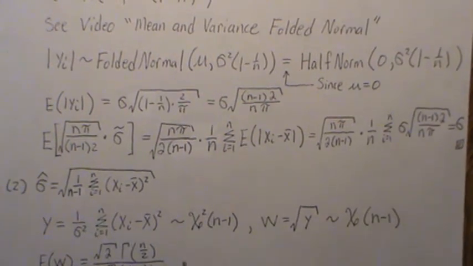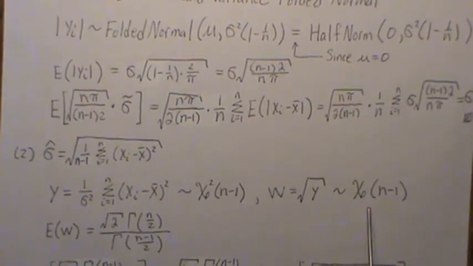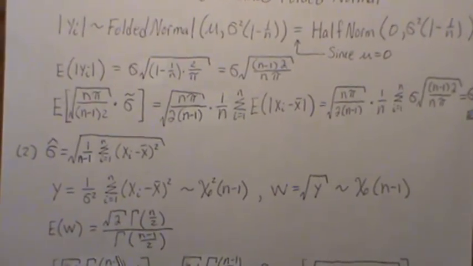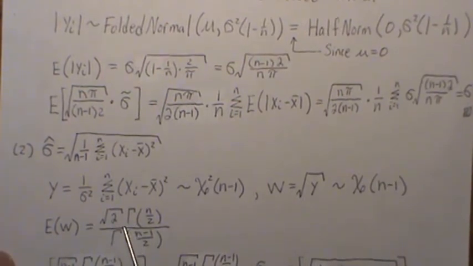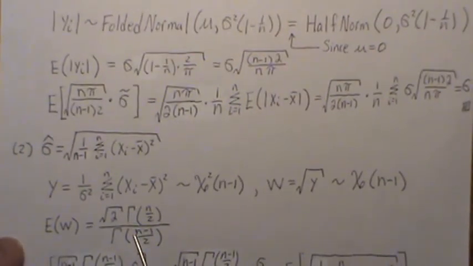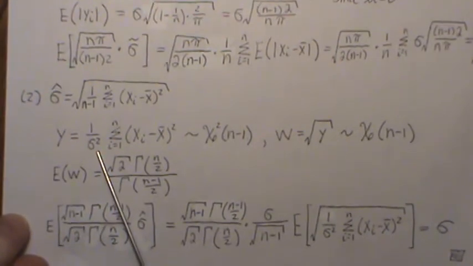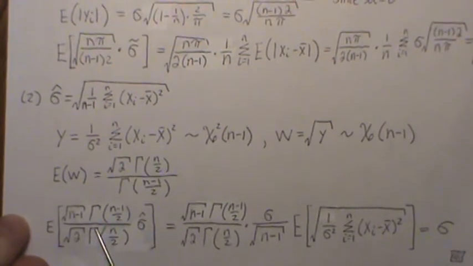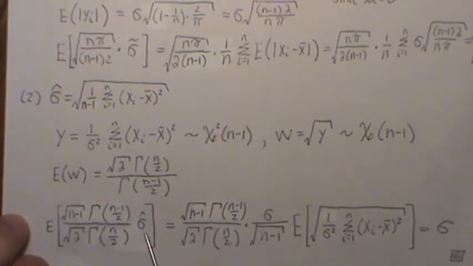I have a video called mean and variance of a chi distribution, which may be applicable in this video. Well, it is applicable, because when we take the mean of W, which is a chi distribution, it turns out to be this: square root of 2 times gamma of n over 2, over gamma of (n minus 1) over 2. Now, what we're going to do is take this constant and take the reciprocal times what we did over here, and I'll show you in a second. Remember, we took W. So we take this reciprocal and put it here, and then we have the sample standard deviation here.